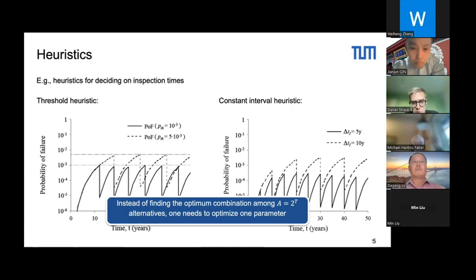And now we just need to optimize one parameter, either the threshold or the interval between inspection times. So it's a much simpler problem. And this has been used, as I said, in the past. Many people, particularly also Michael, have worked a lot on it. And he brought me also to this field. So this is something that has been around.